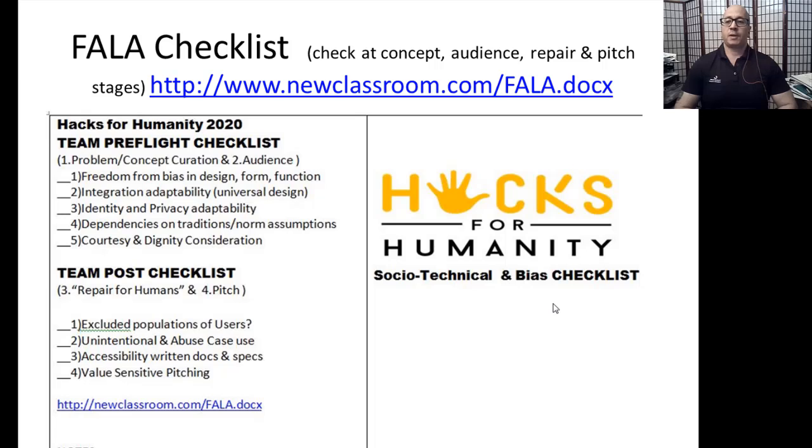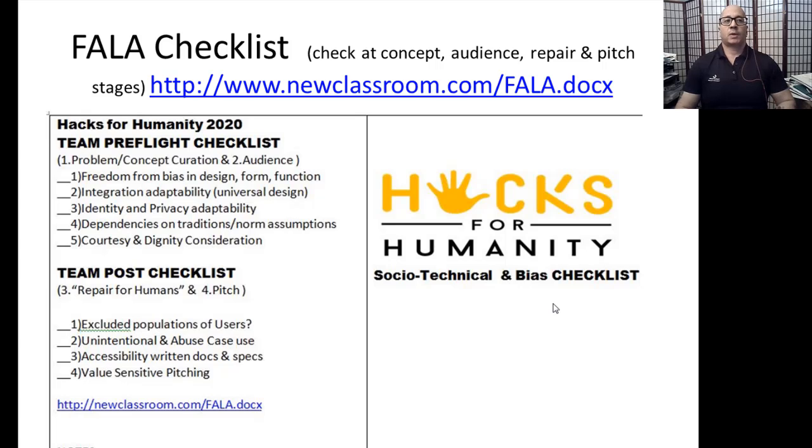So the pre-flight are the ones you definitely want to check on the first two wins, when you have your concept and when you're talking about audience. And as you can see, what are you looking for? And this is just something you discuss among your team members. Is it free from bias in the design, form, and function? What that means, that's something to discuss. Even in having that discussion, you'll understand from different points of view involved, you want to shoot for that freedom from bias. Integration, adaptability, universal design.